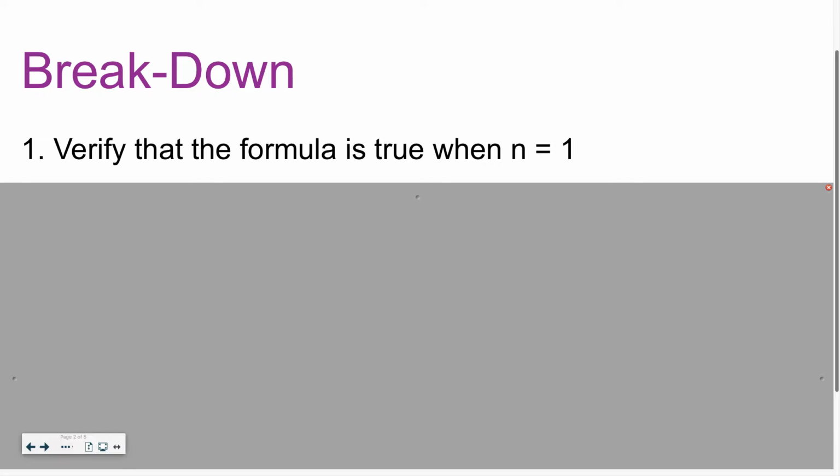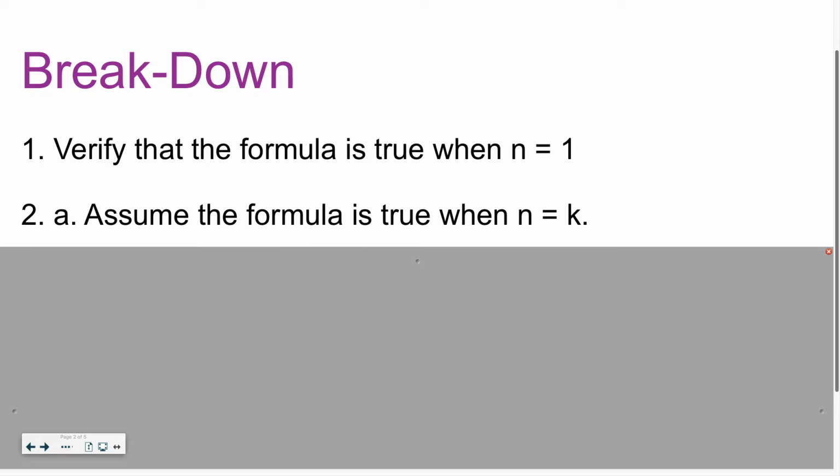Okay? Then step 2, the first thing you're going to do, and you're going to write this word, assume the formula is true for n equals k. So basically you're going to write the word assume and then change all of your n's to k's.